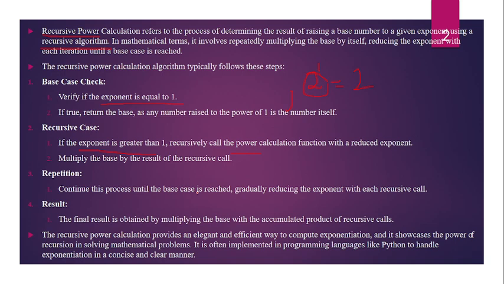You continue with this process: 2 to the power 3, 2 to the power 2, 2 to the power 1, and that's all, it is done. That's where you stop, because at 2 to the power 1 you reach the base value itself. That is why it is said until the base case is reached. Then the final result is obtained by multiplying all the base values accumulated in the iteration. Finally, this recursive power calculation provides an elegant and efficient way of finding the exponentiation in any case, and showcases the power of recursion.